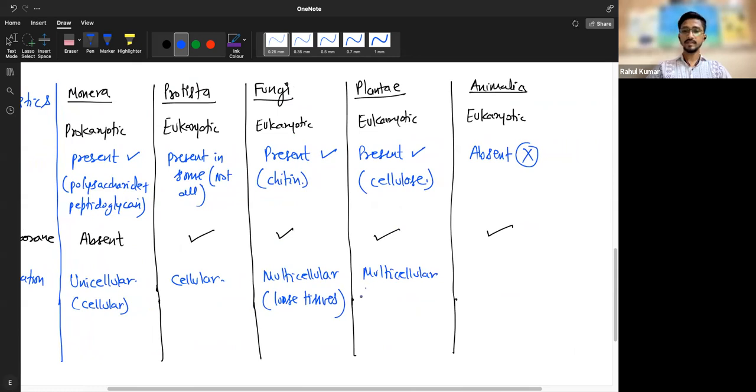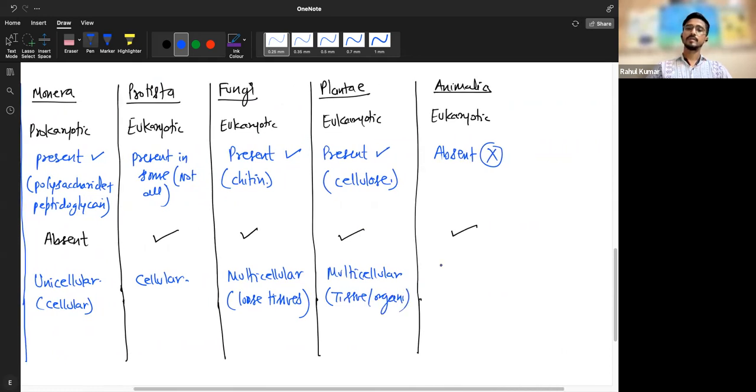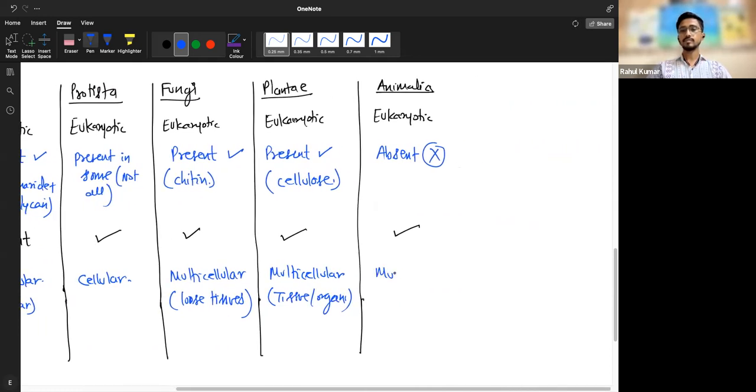And it is more advanced. It has reached till tissue and organ. And animals being the most advanced or evolved, they're of course multicellular. This is V, and we have reached till organ system. So we have tissues, we have organs, and we also have organ system.